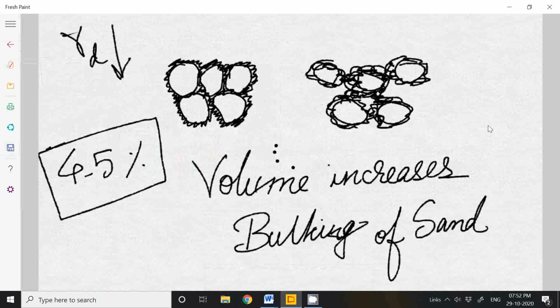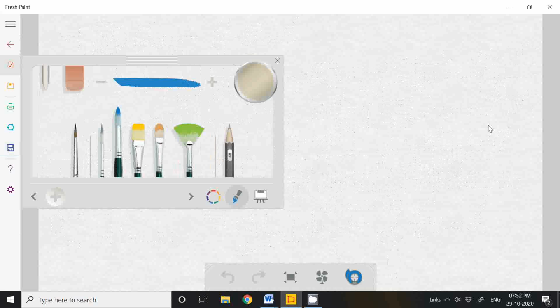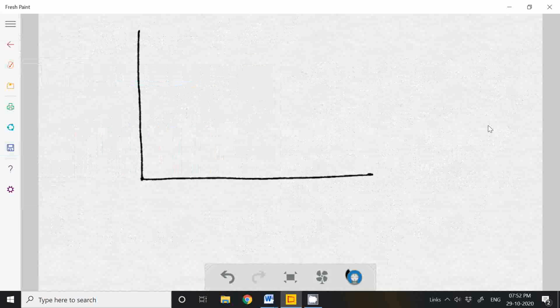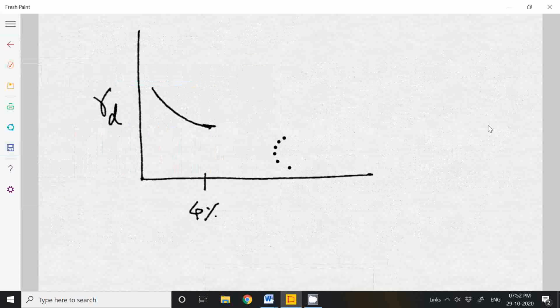So if I now try to draw it for the sand, suppose this one is the point where the moisture content is 4%. At first, the volume increases when it is 4%, so the dry unit weight decreases. This is the dry unit weight, it decreases because volume is increasing.